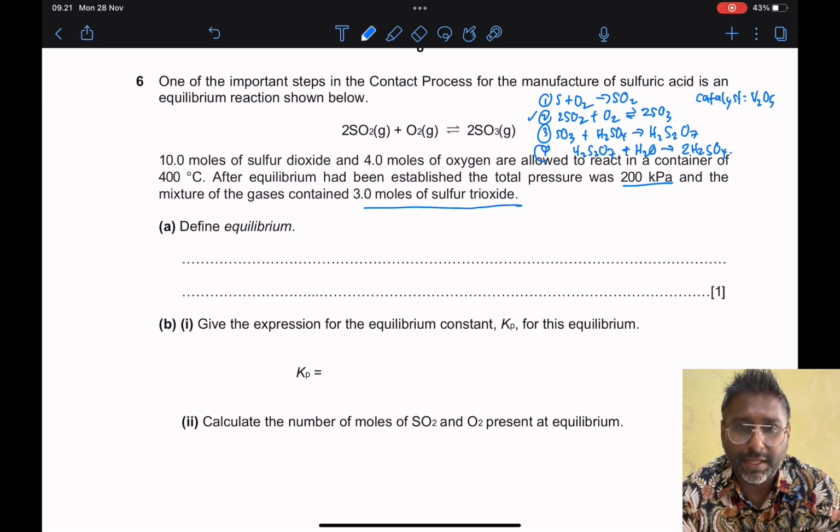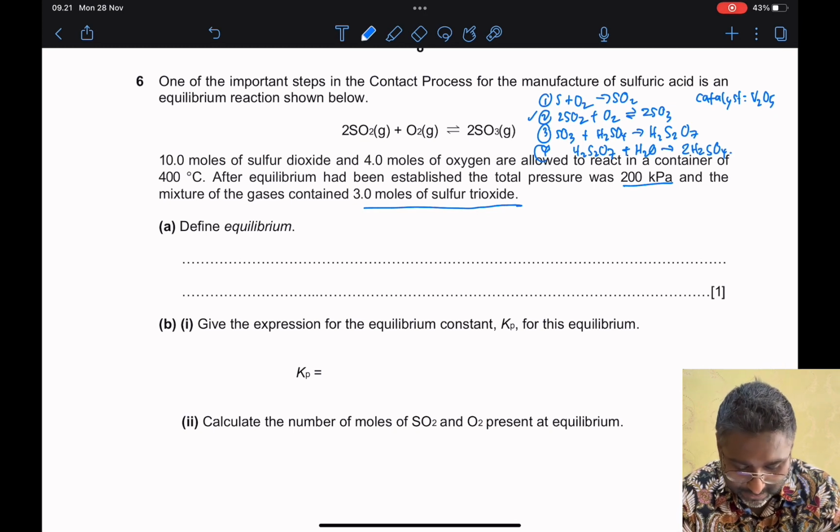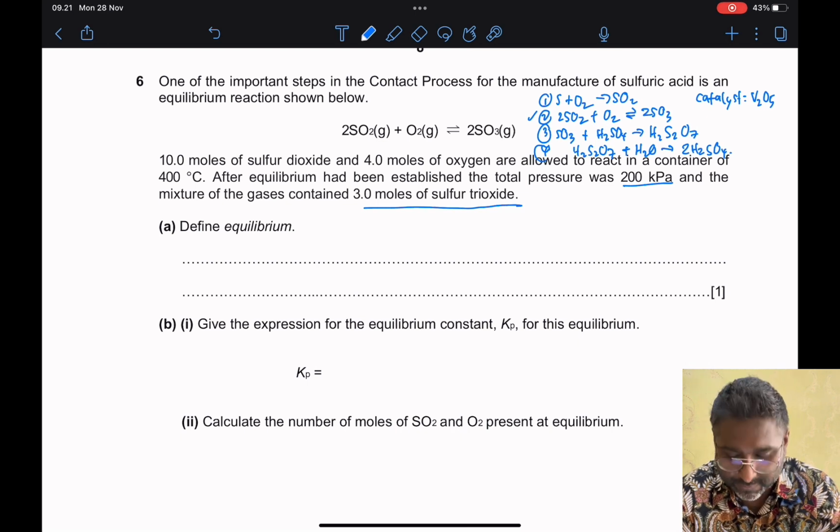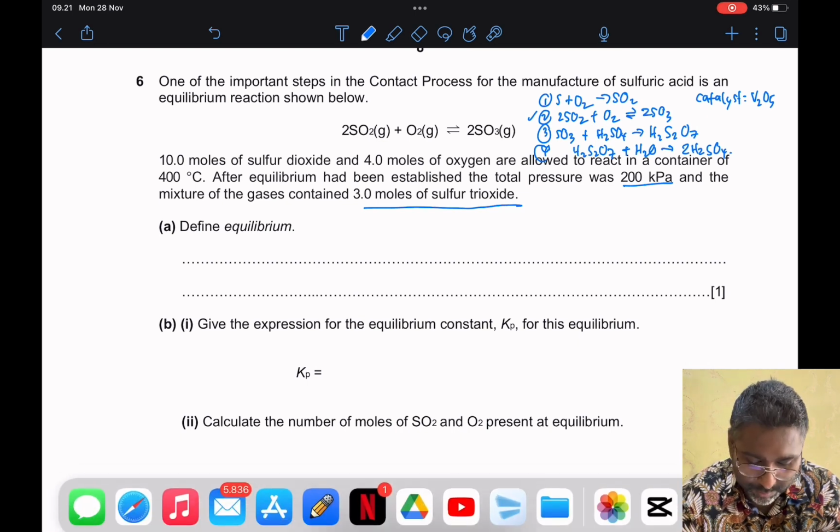Define equilibrium. To define equilibrium, it's going to be a dynamic system. The forward and backward reactions are still continuously happening, and the rate of forward reaction is the same as the rate of reverse reaction. The concentration of reactant and product remains constant, and it's in a closed system. So all this, we need to put together.